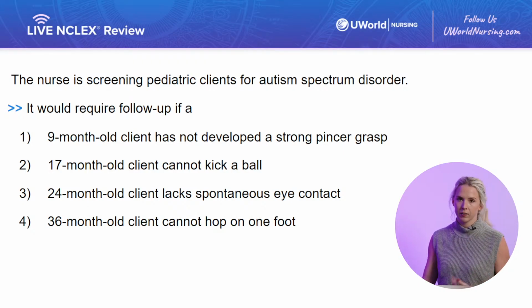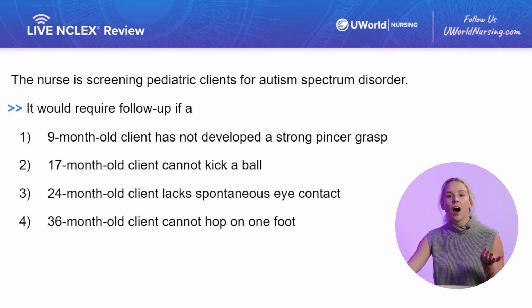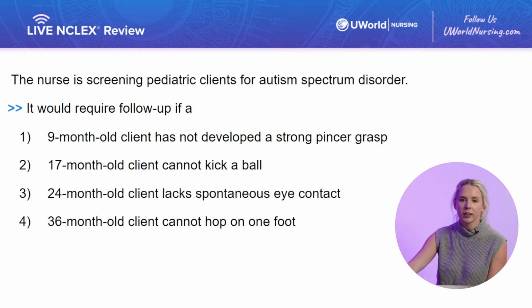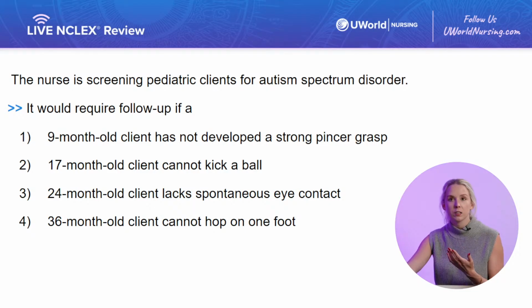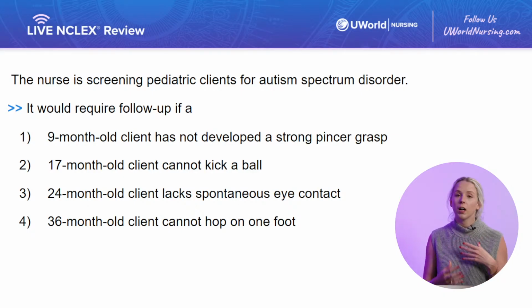We're not worried if a child has not mastered this yet. Option 3, our correct answer, a 24-month-old client lacks spontaneous eye contact. Again, this is a finding that should already be developed by 2 years of age, meaning that there's a developmental deficit here. This would require follow-up for potential autism spectrum disorder.